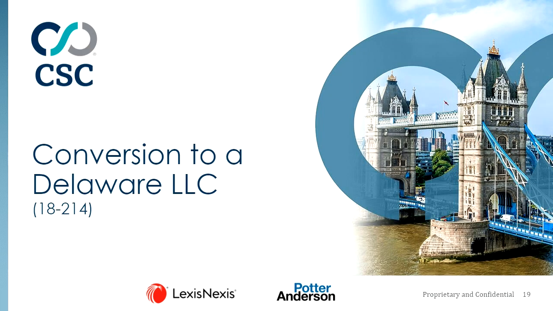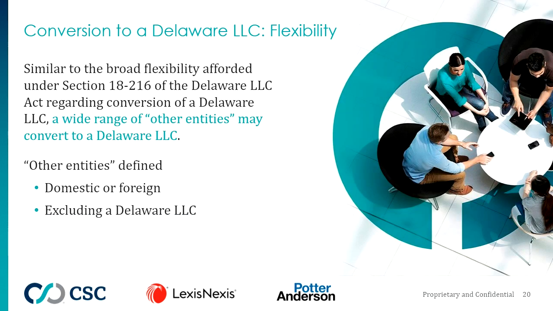All right. So now we're going to talk about the flip of converting a Delaware LLC: converting another entity to a Delaware LLC. Conversion of another entity to a Delaware LLC can be accomplished pursuant to 18-214. Other entities include a corporation, a statutory trust, business trusts, association, real estate investment trust, common law trusts. It can be partnerships, general or limited. There's a whole host of flexibility, again, domestic or foreign. It does exclude, obviously, a Delaware LLC because you can't convert an LLC to a Delaware LLC.